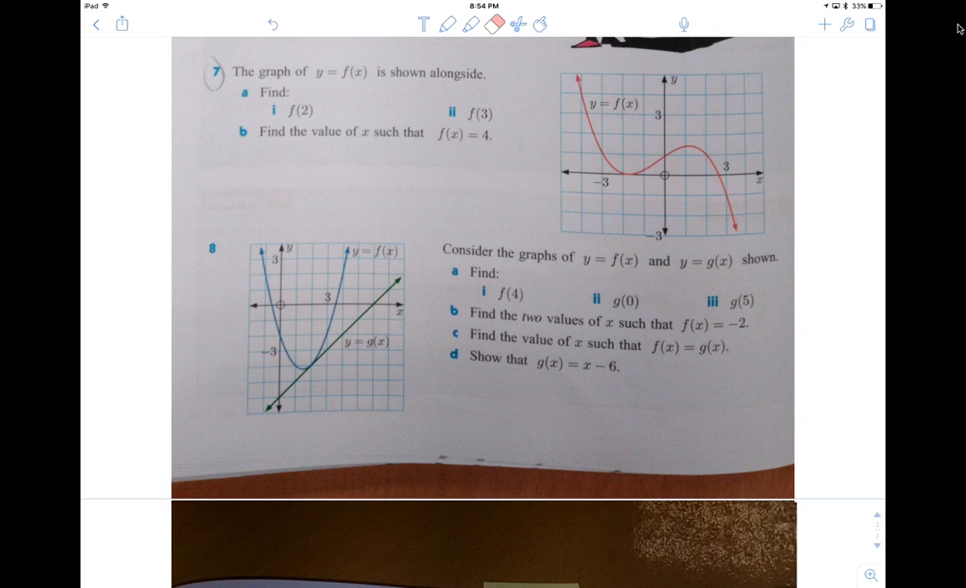And B talks about the output, as it were, saying f of x at a certain point, the y will be 4. So when the y is 4, I'll let you finish it off. What is the value of x?